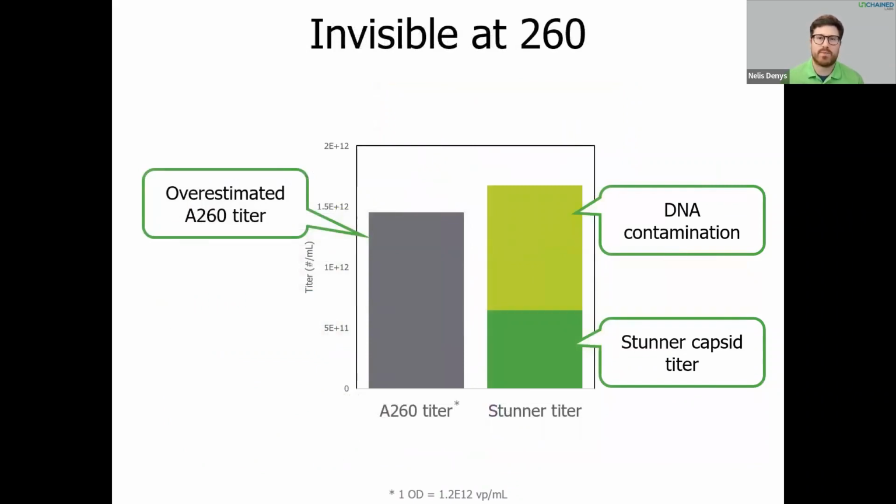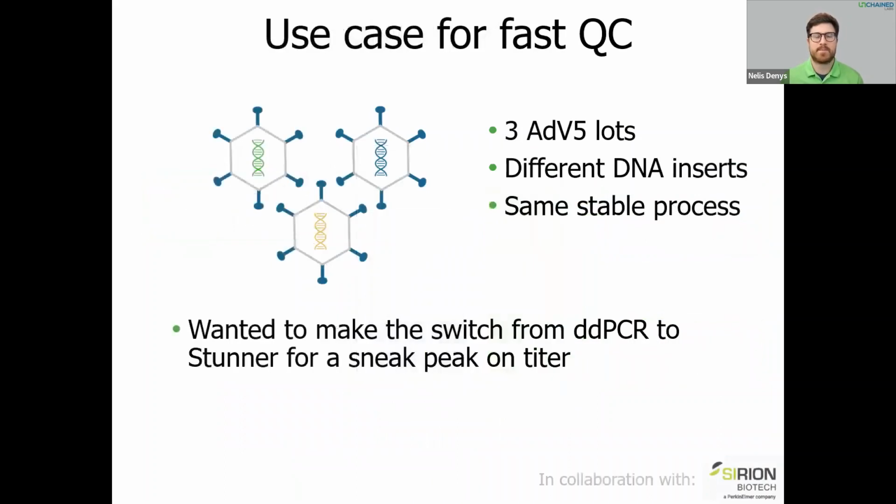And that is something that would be completely invisible with the classic A260 titration. On the left, you see the results from A260, while on the right, it is Stunner's dark green answer that is your final titer. And the rest is all DNA contamination. Okay, now let's take a look at a use case.